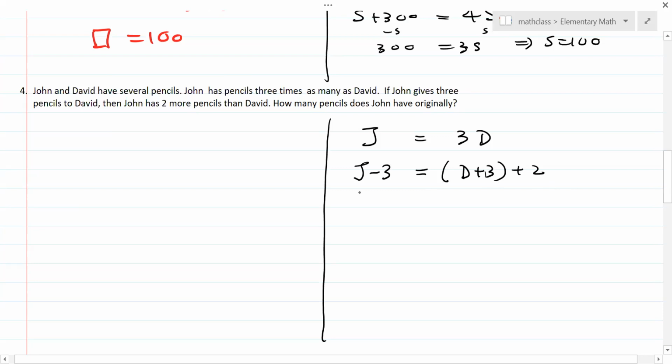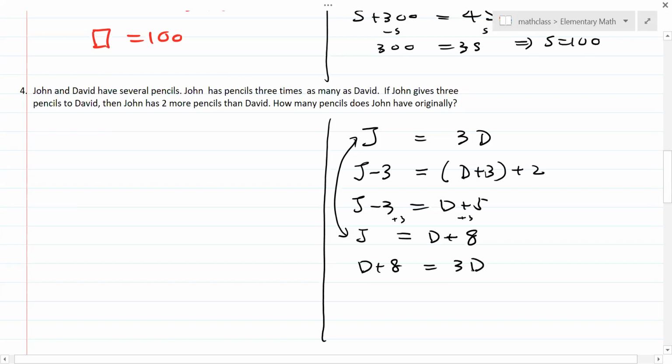Then you do a similar way as above. You simplify the second equation. So J minus 3 equals D plus 5. And then you have to add 3 to both sides, so D plus 8. Then you compare those 2 equations, and replace J by D plus 8.